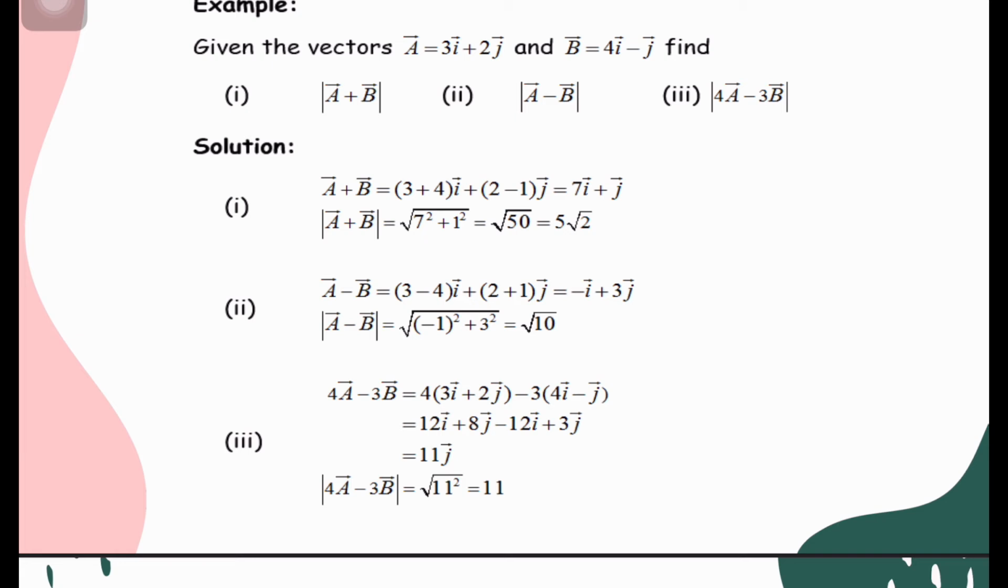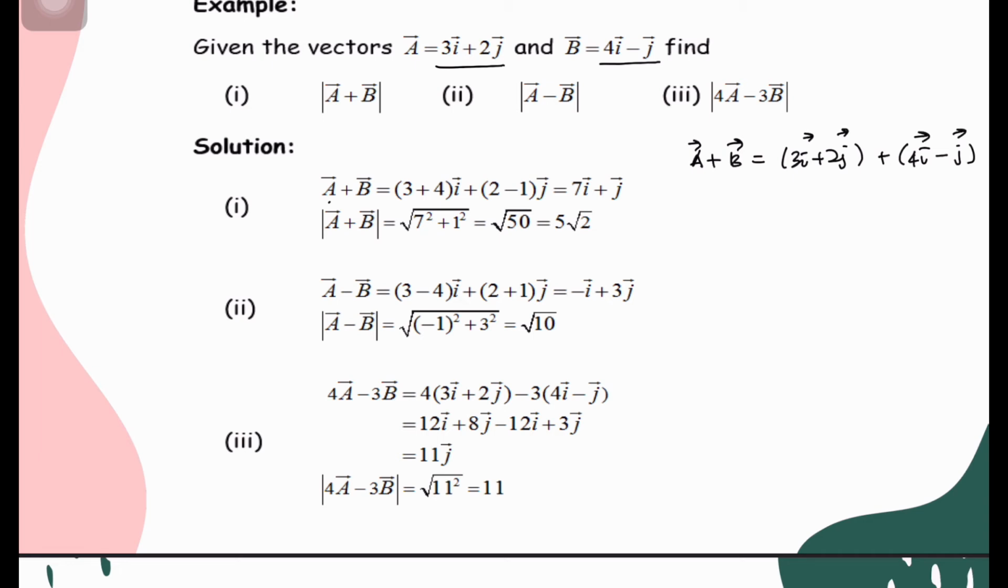So before you can find the magnitude of A plus B, you first need to find the vector A plus vector B. Given to you here, vector A is equal to 3i plus 2j and vector B is 4i minus j. So when you want to perform vector A plus vector B, your vector A is 3i plus 2j plus vector B, 4i minus j.